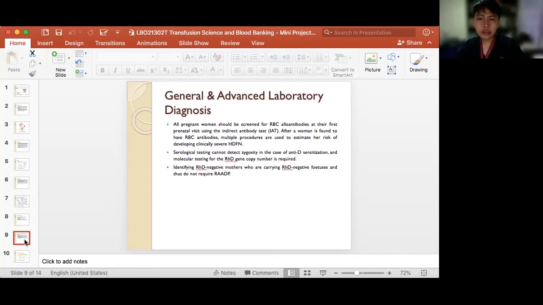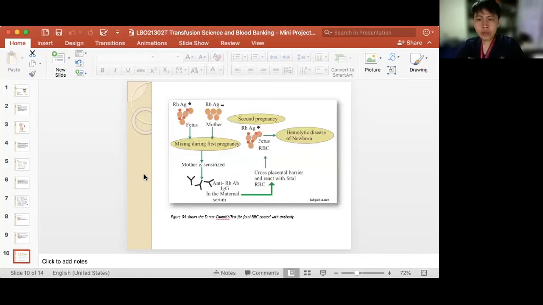Serological testing cannot detect zygosity in the case of anti-D sensitization, and molecular testing for the rhesus D gene copy number is required. Lastly, advanced laboratory tests include identifying rhesus D negative fetuses carried by rhesus D negative mothers, which thus do not require RAADP. Figure 4 shows the direct Coombs test for fetal RBCs coated with antibodies.